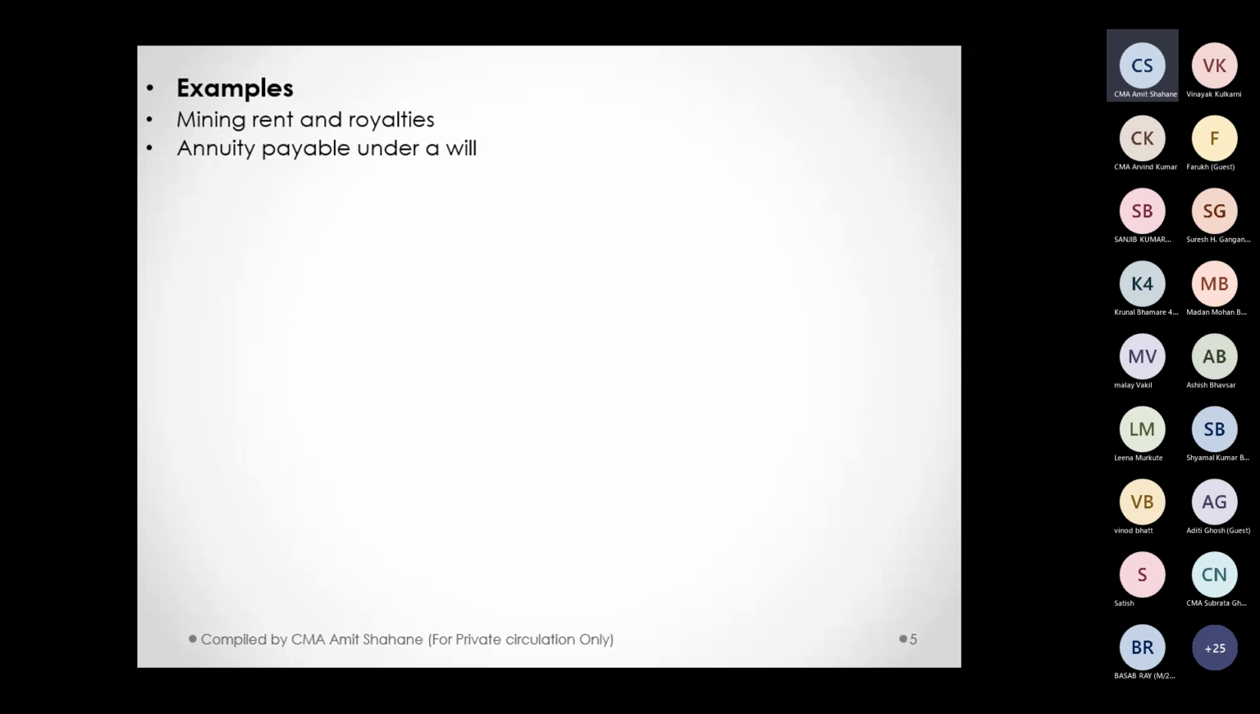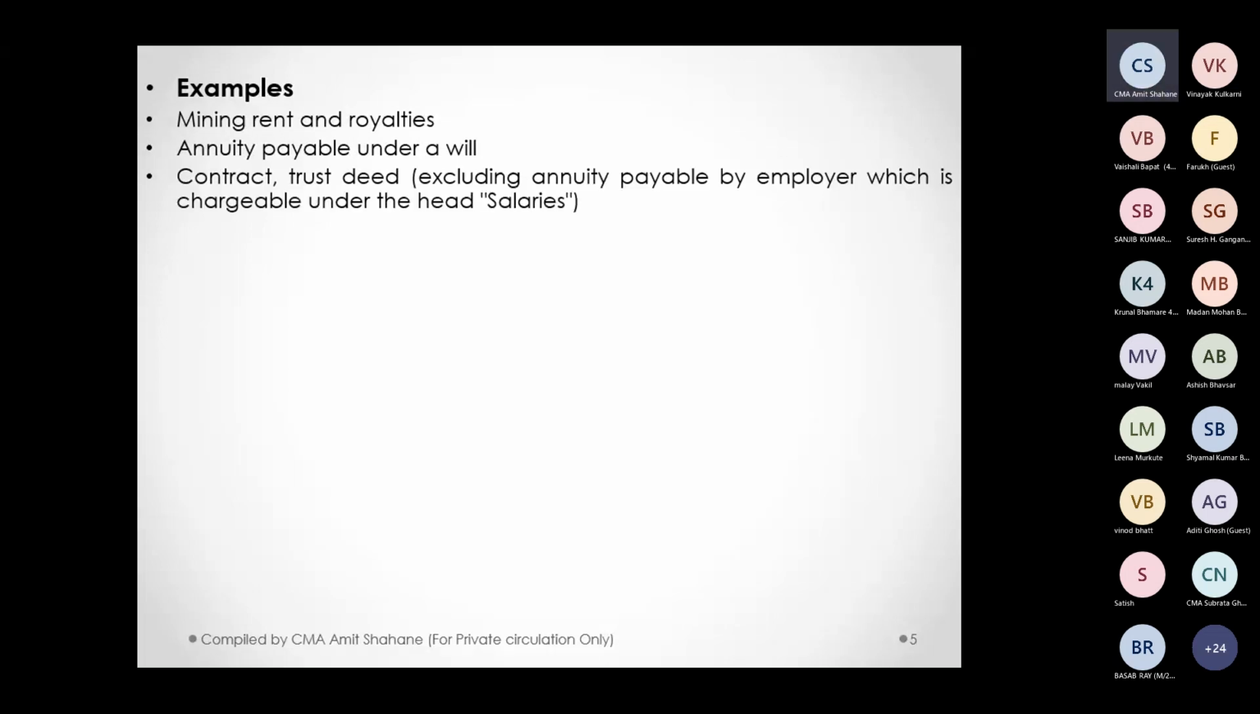Now, whether that NGO is my employer, the answer is no, right? And therefore, again, the principle says, if it is not chargeable under the first four heads of income, then it will be chargeable under the last or residual head, that is income from other sources. Annuity under a will, contract or trust deed is chargeable under the head income from other sources.